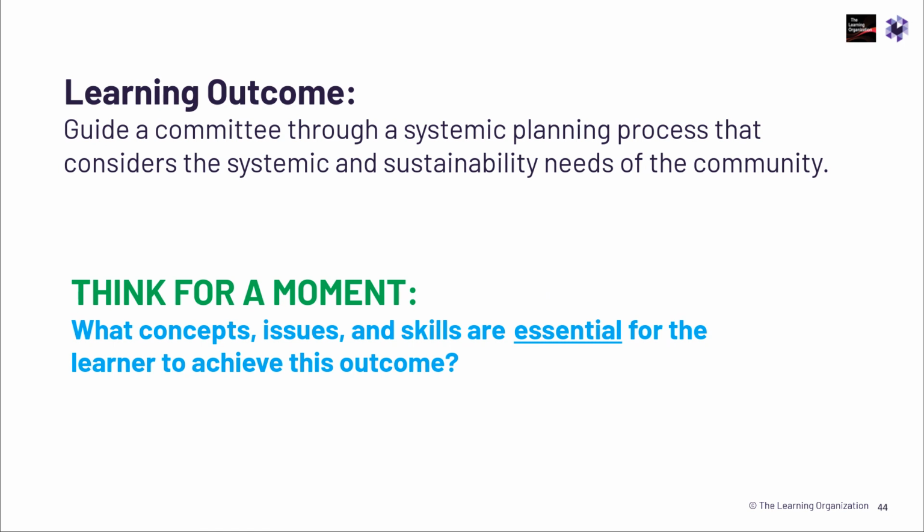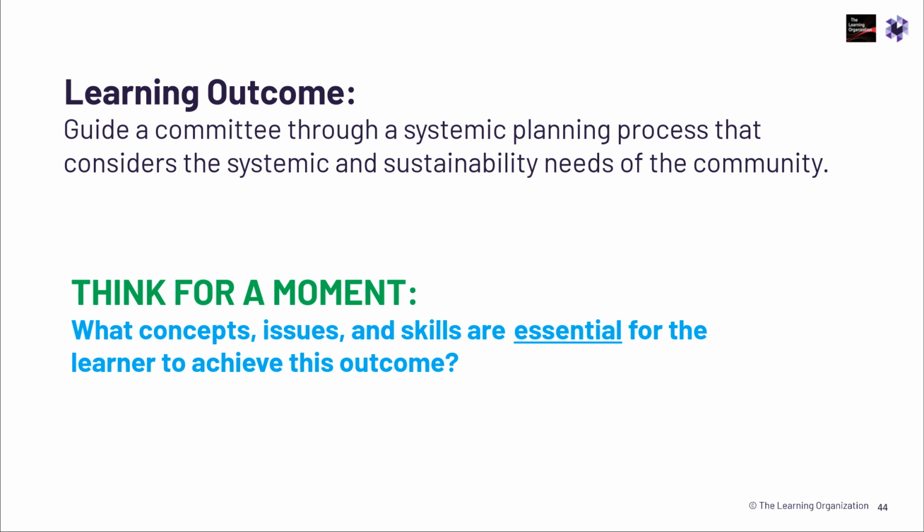So let's do an exercise here. So here's an outcome. Guide a committee through a systemic planning process that considers both systemic and sustainability needs of the community, right? So I'd like you to actually take a piece of paper out, jot something down, and I'd like you to derive at least one concept, one skill, and one issue that you think you can identify from this learning outcome. So it's going to take you a little while to do that.